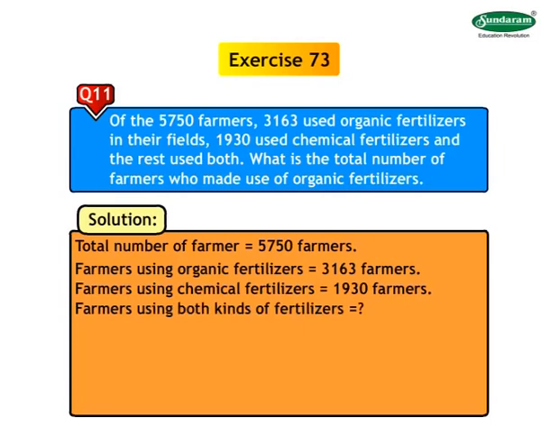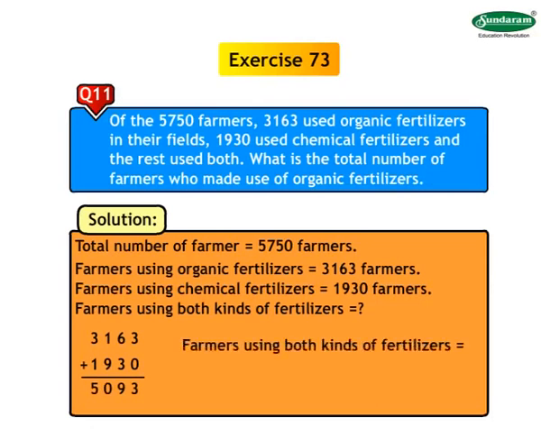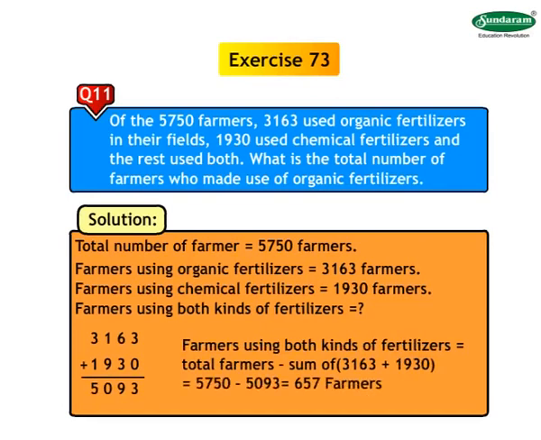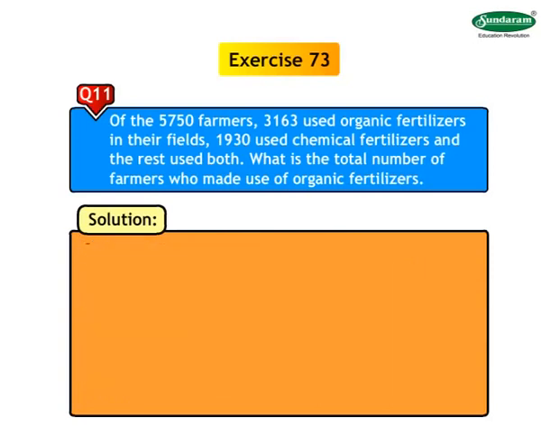For this, first add 3,163 and 1,930. After adding, we get the sum as 5093 farmers. Now to find farmers using both kinds of fertilizers, subtract from total farmers, that is 5750 minus 3163 plus 1930 which is 5093, is equal to 657 farmers. Hence, 657 farmers used both kinds of fertilizers.